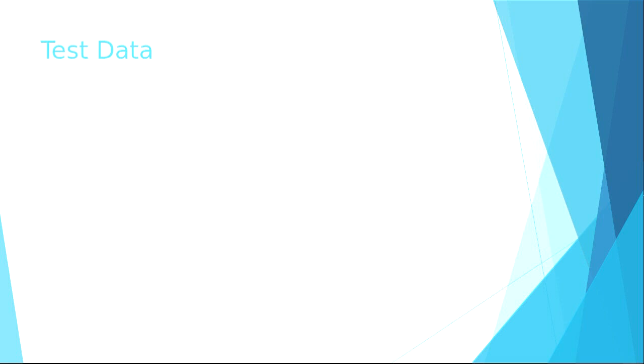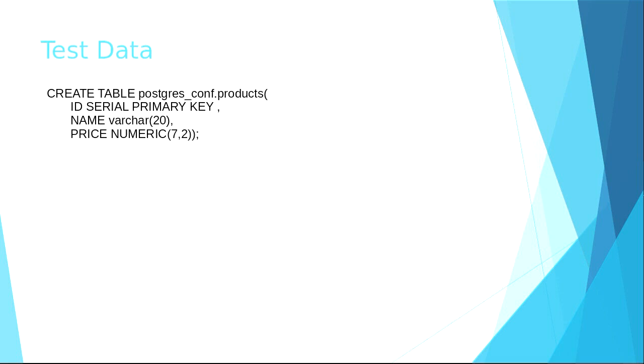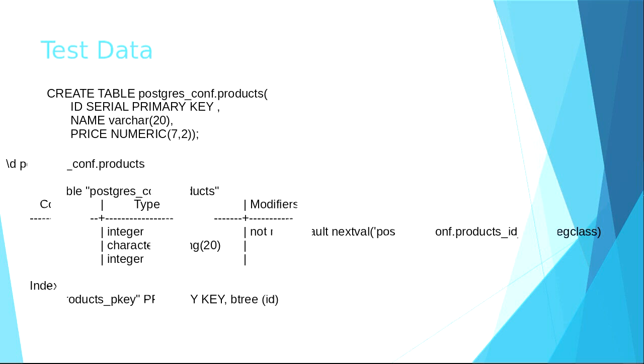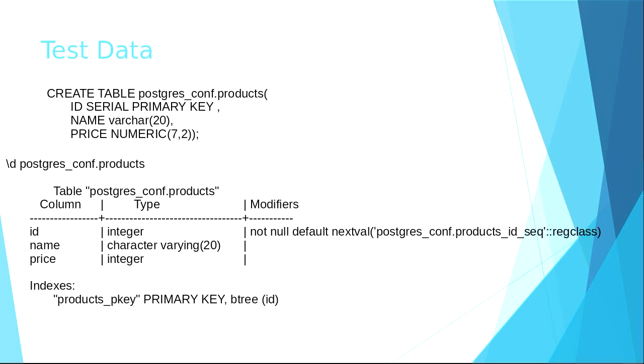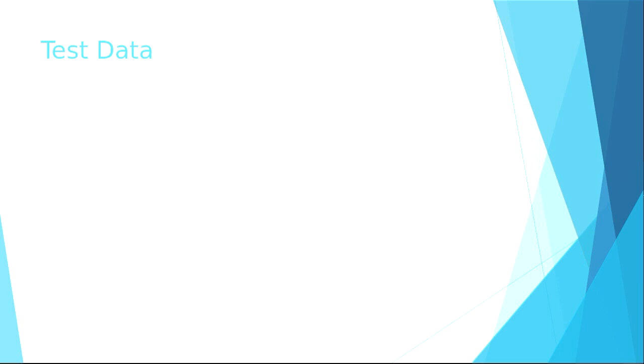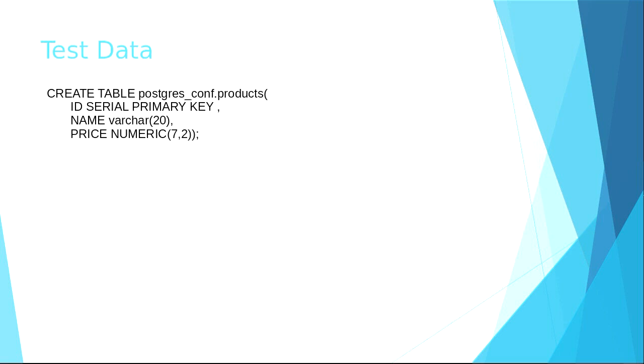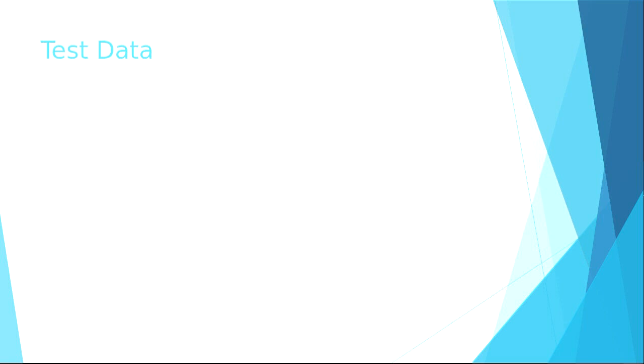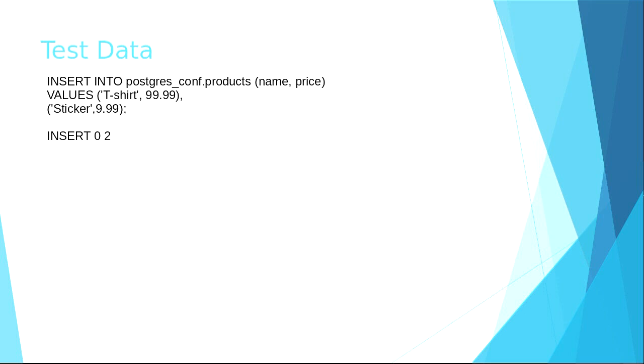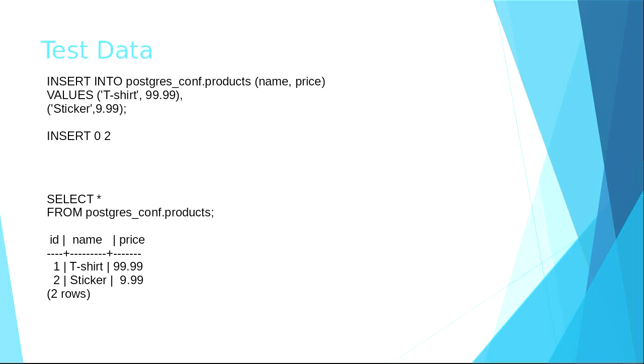Okay, and then in the next one, we are going to create a simple table, products for the PostgresConf. We create the ID, a name for the product, and the price. And you will see when you initialize the primary key constraint there, it automatically adds a not null constraint, and the primary key also creates an index on that primary key. Sorry, that's just the describe command I ran there for the table. And then if we insert into the table, we can see two rows successfully inserted, t-shirts and stickers.